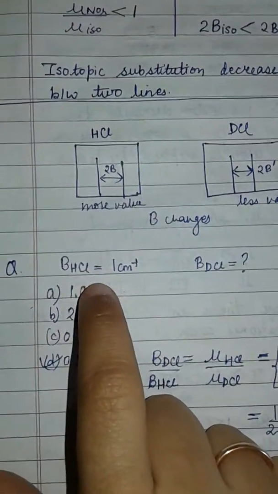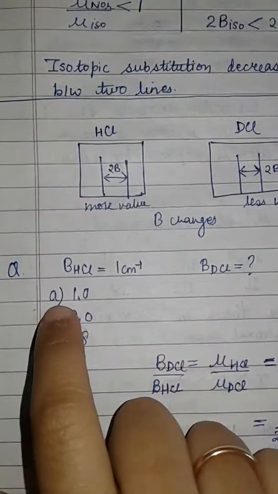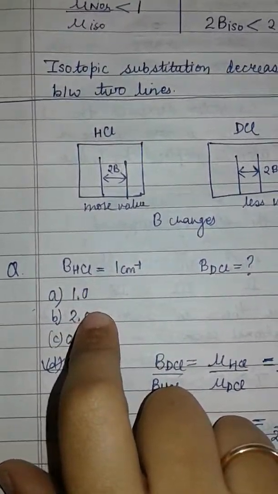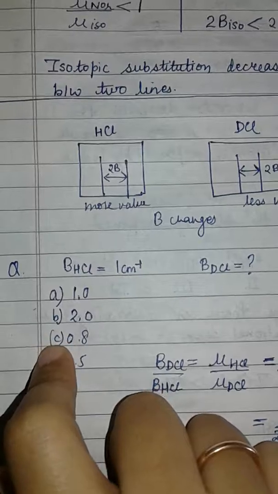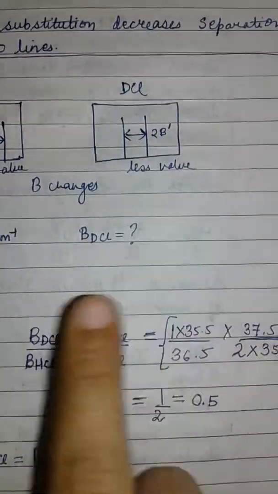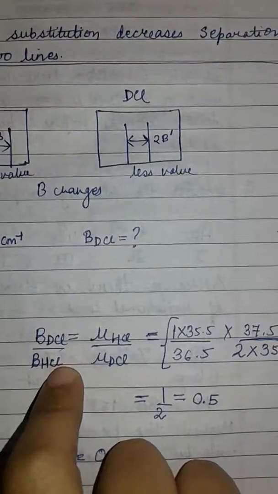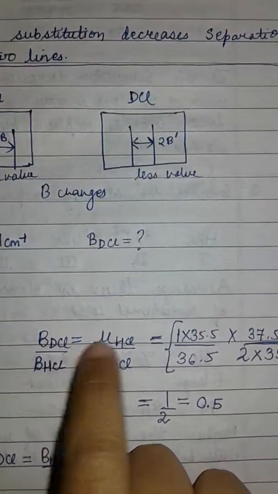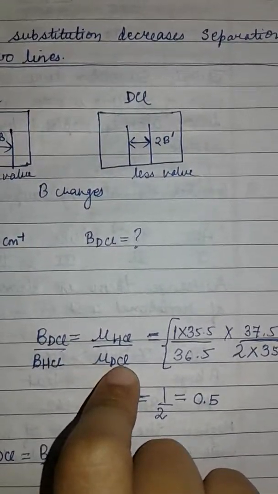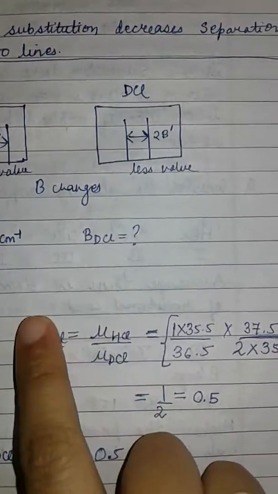Now a question: if the B value of HCl is 1 centimeter inverse, what is the B value of DCl? It can't be 1, because we know that for isotopes B is less. It can't be 2, because 2 is greater than 1. So there are two possibilities, either 0.8 or 0.5. For that we have to calculate. We know that B of DCl upon B of HCl equals the inverse of mu: mu DCl is in the denominator, and mu HCl is in the numerator. So this is the formula.